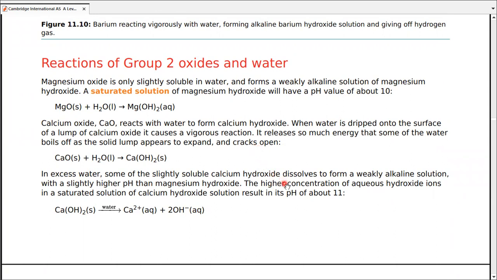So reactions of group 2 oxides in water. Magnesium oxide, as I've already discussed, is only slightly soluble in water, so it forms a weakly alkaline solution of magnesium hydroxide. A saturated solution of magnesium hydroxide would have a pH value of about 10. Calcium oxide reacts with water to form calcium hydroxide. When water is dripped on the surface of a lump of calcium oxide, it causes a vigorous reaction. It releases so much energy that some of the water boils off as the solid lump appears to expand and cracks open.